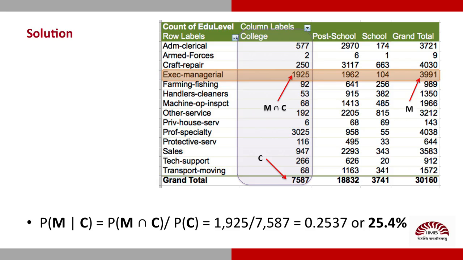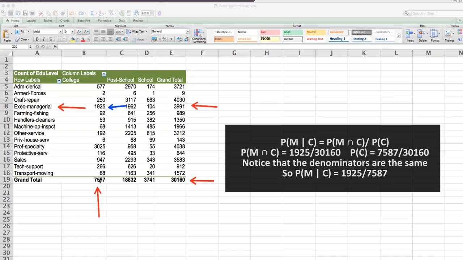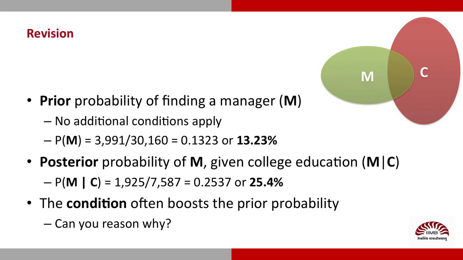We just calculate the ratio of the raw counts of M intersection C to C because both of the probabilities are computed for the same sample space. So the denominators will both be 30,160. We call P of M given C as the posterior probability of M. It's like we've adjusted the probability of someone being a manager after seeking additional information about their education. This is a revision of the prior probability P of M.